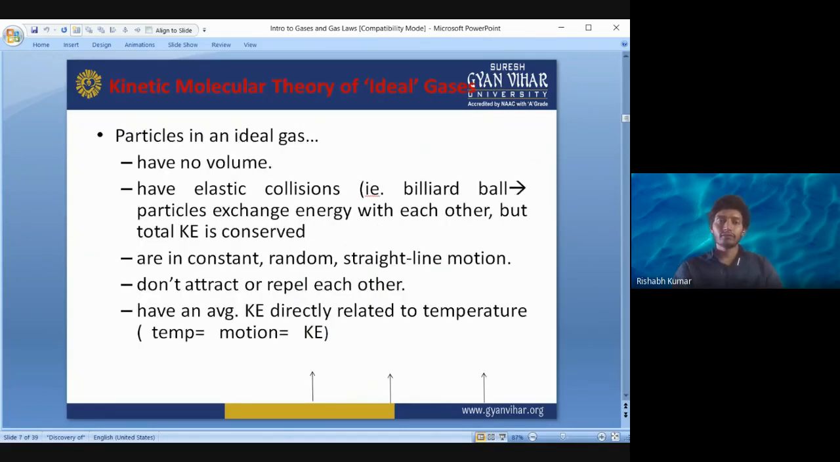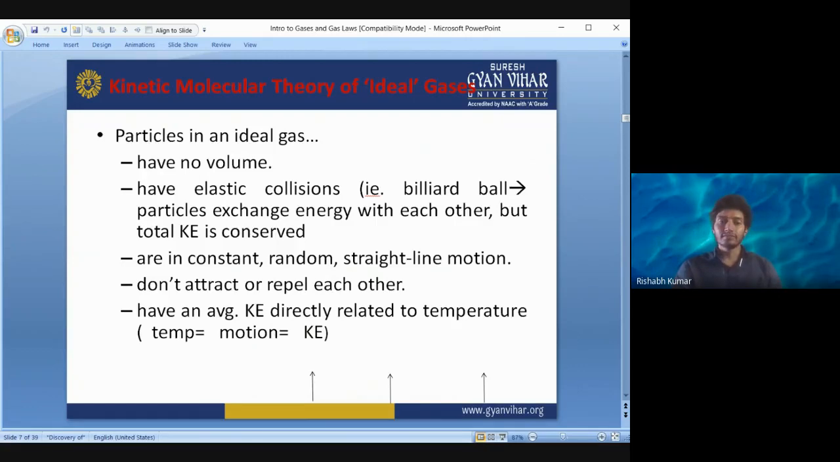So now, kinetic molecular theory of ideal gases. Particles in an ideal gas have no volume and have elastic collisions. What do we mean by elastic collision? Particles exchange energy with each other, but total kinetic energy is conserved. So there is no loss of kinetic energy in the collision in the form of heat. That is the assumption of an ideal gas: particles do collide, but their collision is elastic. Elastic means that there is no loss of energy in the form of heat.